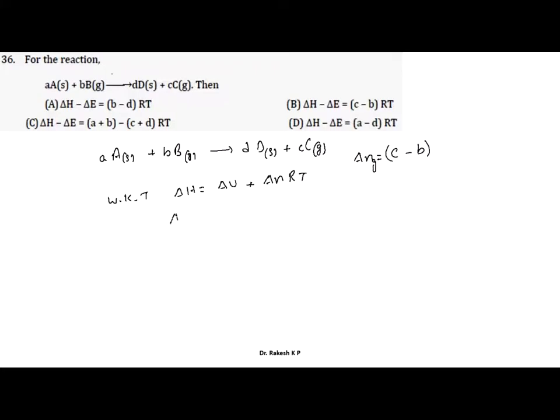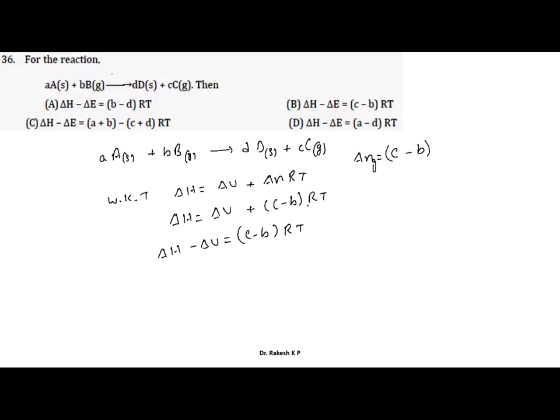So delta H equals delta U, or you can write E also, plus delta n, which we got as C minus B, into RT. Let me take it to the left hand side: delta H minus delta U equals C minus B into RT.